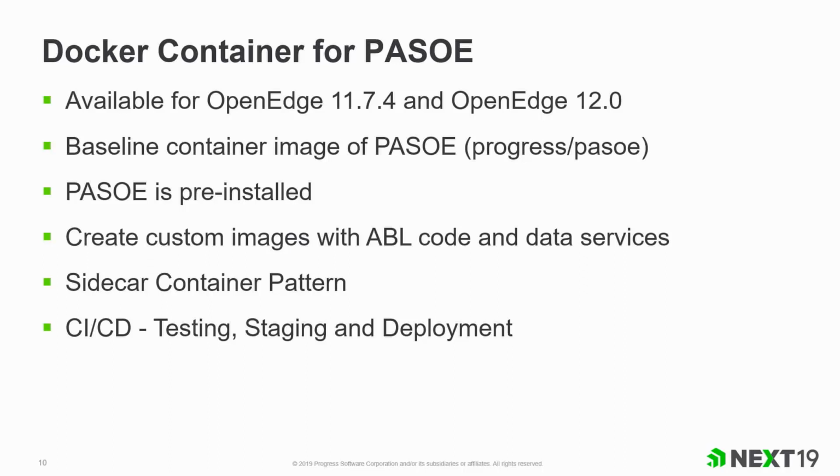Now, one key component about this, right, is that we're creating a baseline container that already has PASOE installed, right? So you don't have to install PASOE. It's already in the image. You just need to run it. It's like a package, like a box that already is ready to run, okay? So PASOE is pre-installed. You create custom images, either an image with your application or using the sidecar container pattern, and you use it with your CI/CD process, okay?